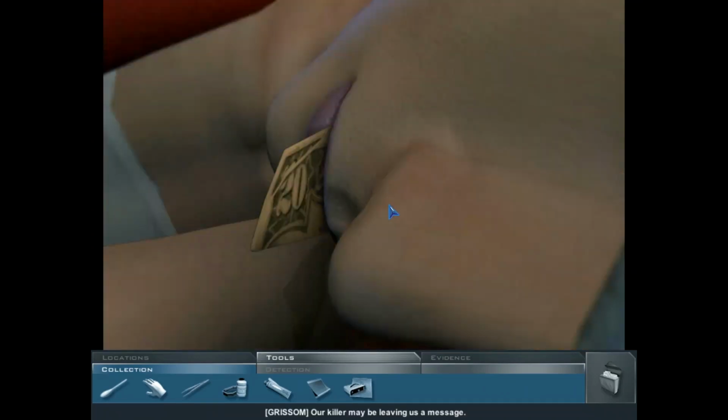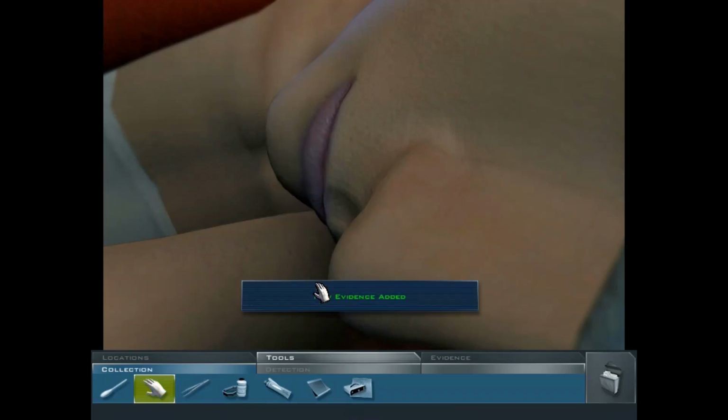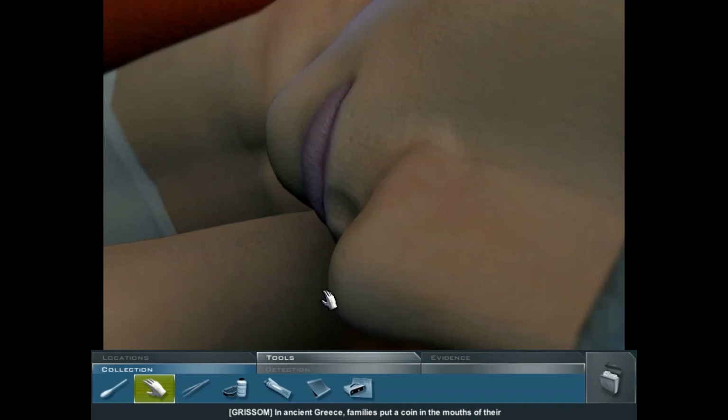Our killer may be leaving us a message. Try using a similar tool. In ancient Greece, families put a coin in the mouths of their late loved ones to pay the ferryman to cross the river Styx. Could be our killer is related to our victim and has a bent for mythology, or maybe this is a final insult.